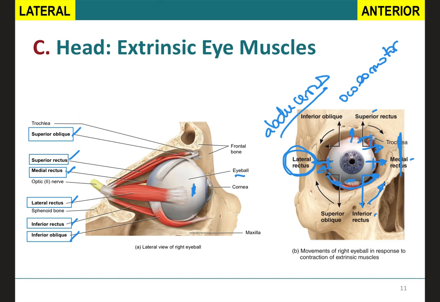Therefore, we can say that the superior oblique will depress the eye, and it will also abduct, as it will pull it in this direction, and it will also medially rotate the eye. And the inferior oblique will do the opposite. It will elevate the eye, it will abduct the eye as well, but it will rotate it laterally.